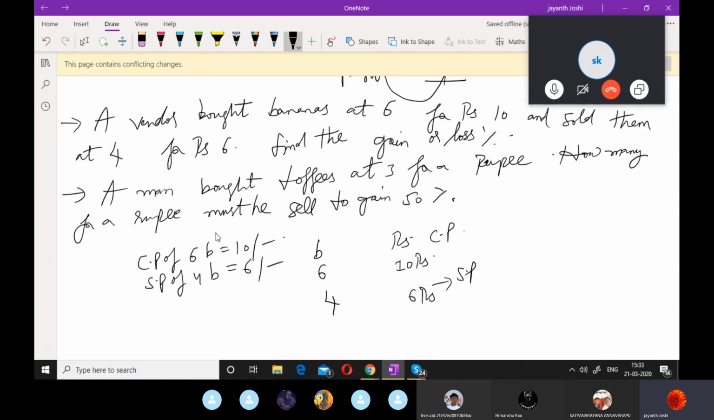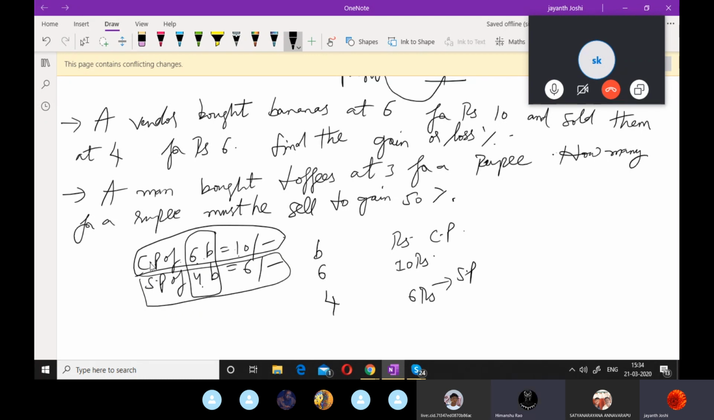I already told you there should be a compatibility between these two. If there is no compatibility between these two, you cannot find out the profit or loss. That means when you have the cost price of 6 bananas, you should have the selling price of 6 bananas to find out the profit or loss. When you have the selling price of 4 bananas, if you take this, then also you can find out the profit or loss.